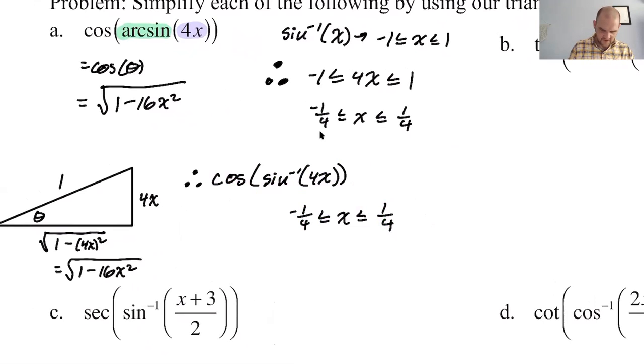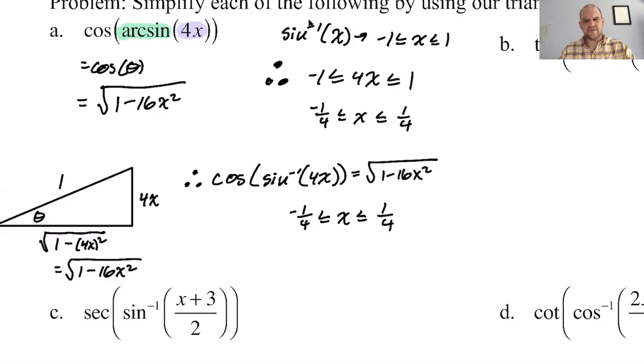This equals radical 1 minus 16x squared. There you go. That means if I asked you to evaluate this function at x equals 1/20th, you don't actually need to do the triangle thing. Just plug in 1 over 20.